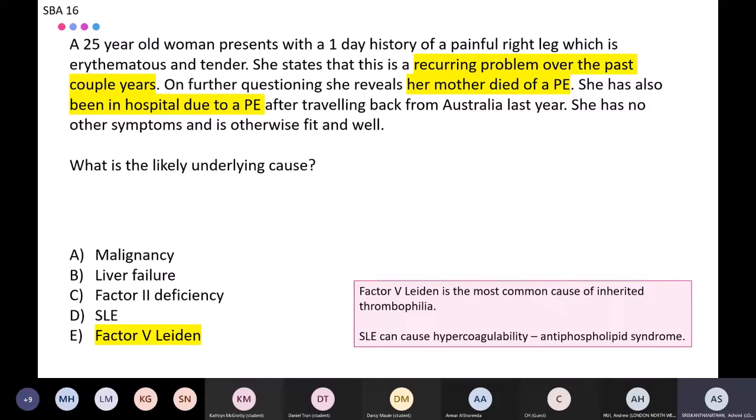SLE can cause a hypercoagulable state when they have this kind of antiphospholipid syndrome picture. She doesn't really have any other symptoms which point towards malignancy, which rules that one out. And if she did have liver failure, it's more likely to cause her to bleed more than make her form clots. And factor II deficiency wouldn't cause clotting.